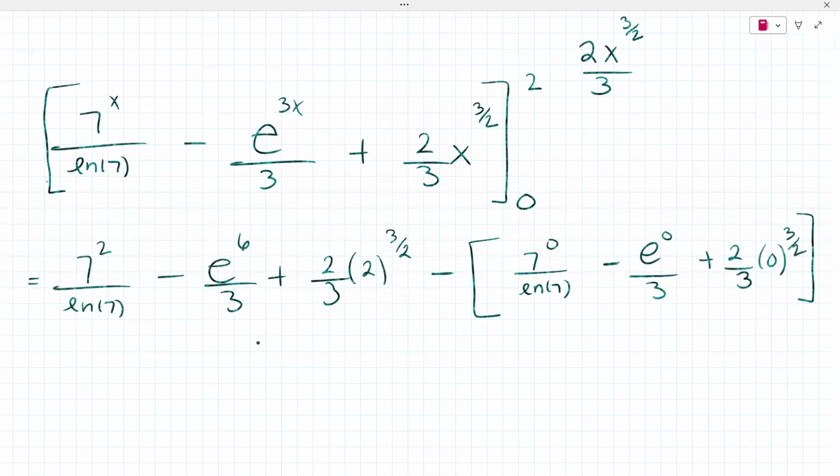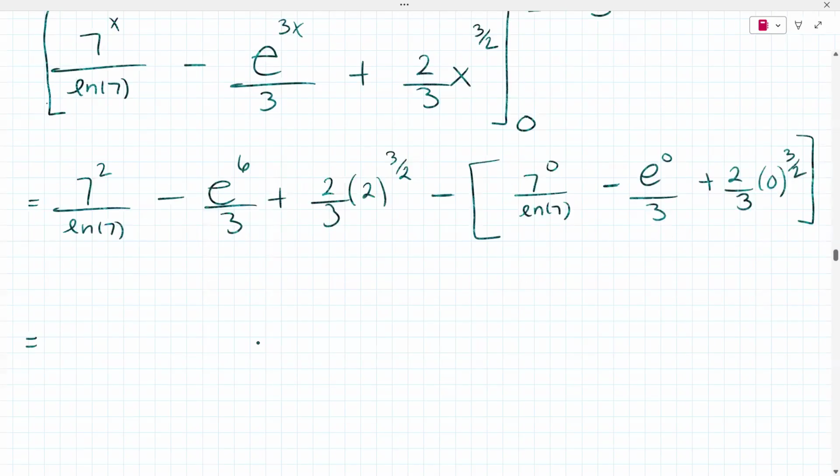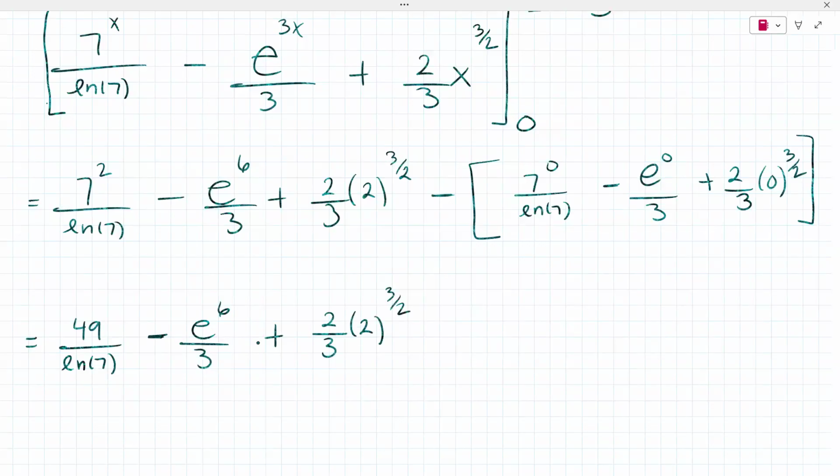Okay. So clean this up. 7 squared is 49 of ln of 7 minus e to the 6 over 3 plus, let's just leave that as it is for now. Minus, and then 7 to the 0 is 1 over ln of 7 minus e to the 0 is 1/3 plus 2/3 times 0 raised to 3/2 is 0.